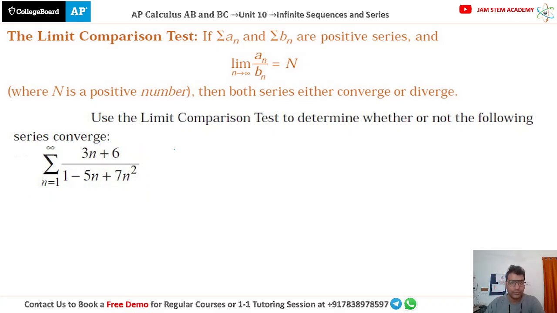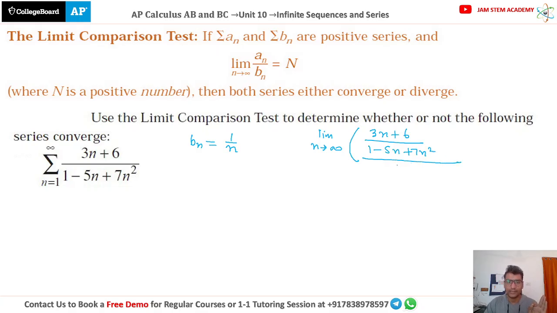But here I will consider my new function as, let's say, bn. What is the difference between these two in terms of powers? The numerator has highest power 1, and the denominator has highest power 2. So I will construct a new function, 1 by n simply. That is my bn. Now let's find the value of the limit as n tends to infinity for an over bn. That is 3n plus 6 divided by 1 minus 5n plus 7n squared, whole divided by that new bn, which is 1 by n. Now find its limiting value.